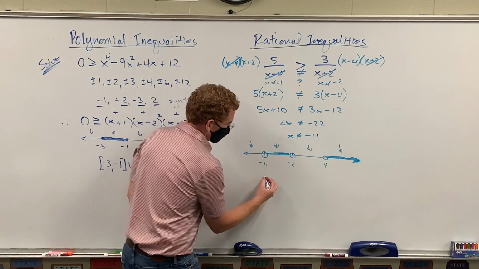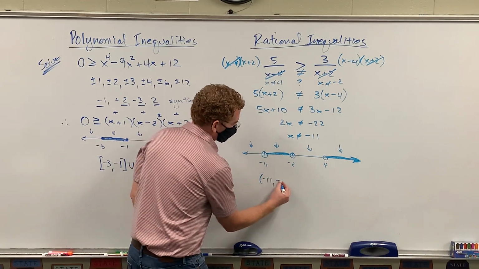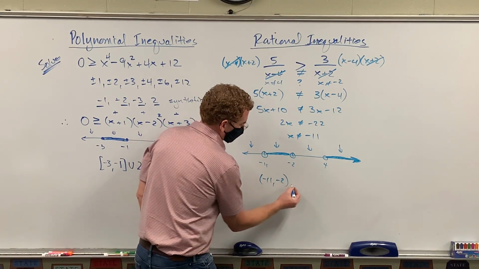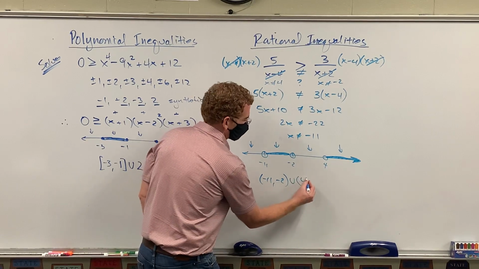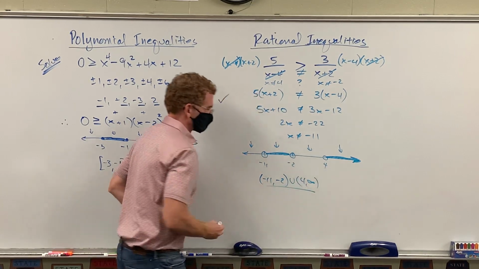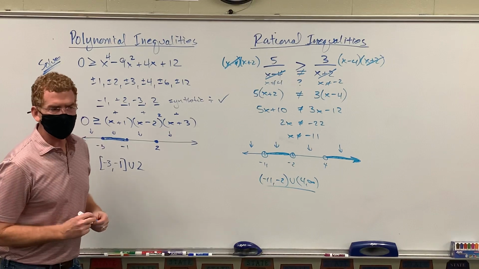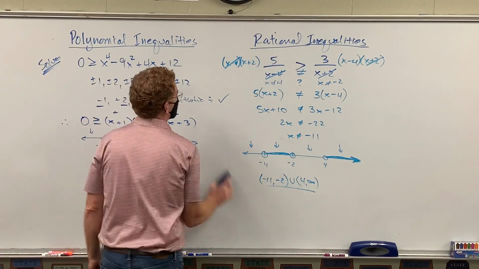So right here, your final solution would be -11 to -2, union or comma, doesn't matter, or whatever makes you happy, 4 to infinity. Right? Okay, now let me show you something dirtier.